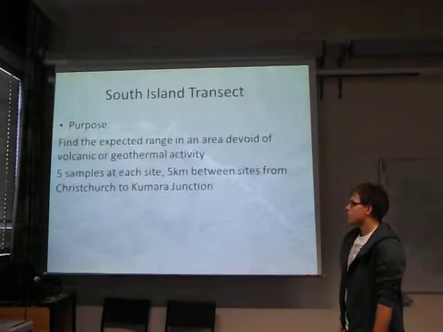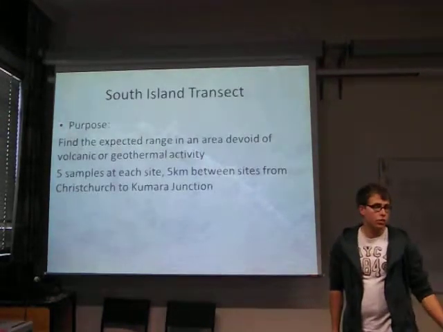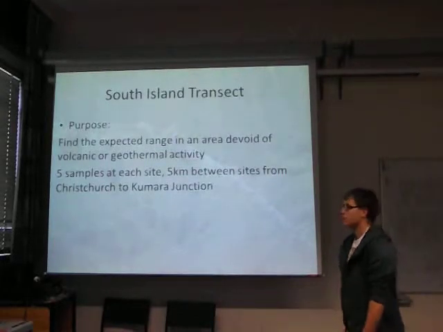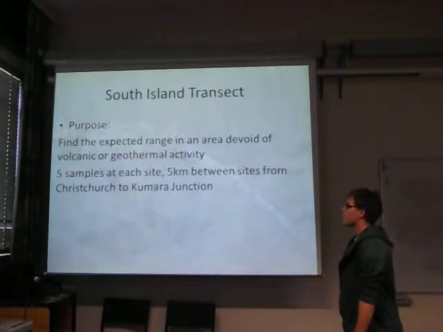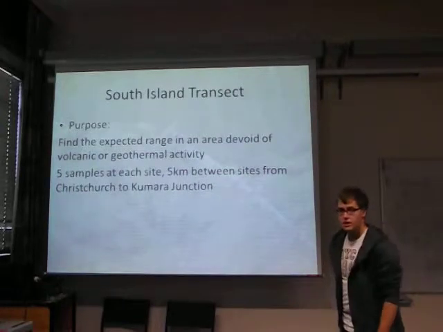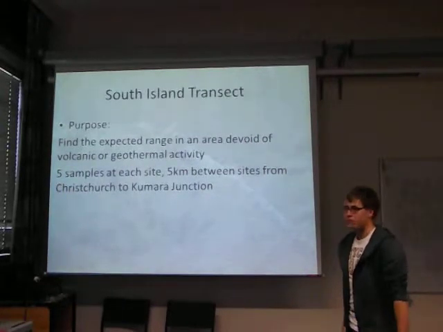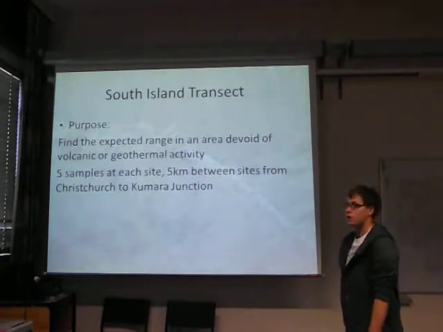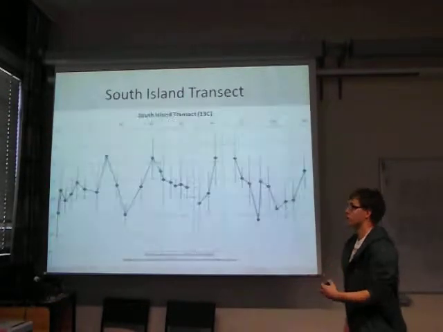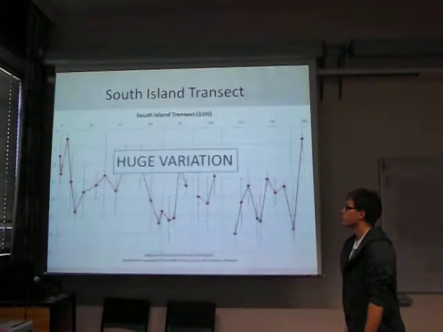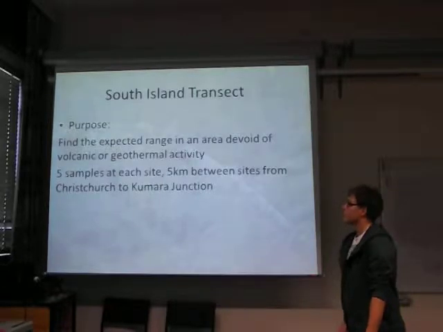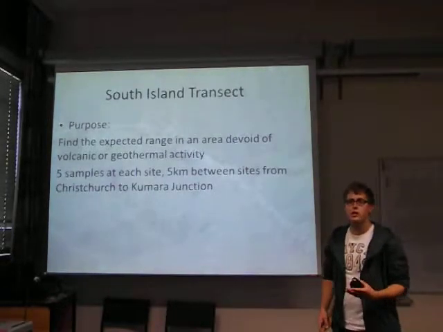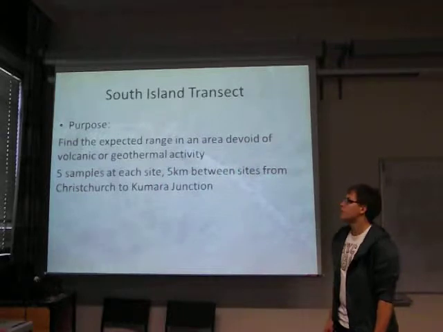The results so far. For the South Island transect, which I was talking about before when I found which species of lichen I wanted to use, we looked at 5 samples at each site, and each site was 5 kilometres from the next. So it made about 37 sites from Christchurch to the west coast. What we wanted to do was to find the expected range in a non-geothermal area.